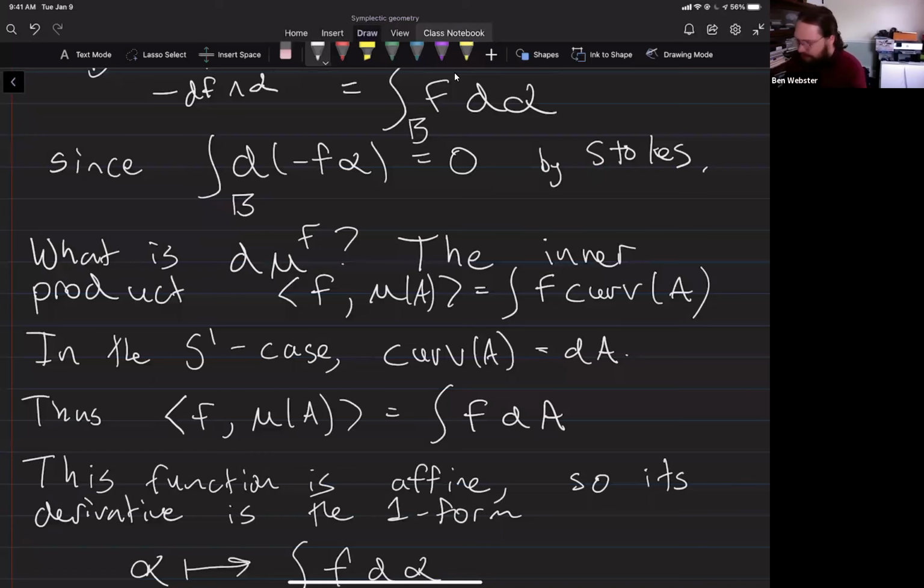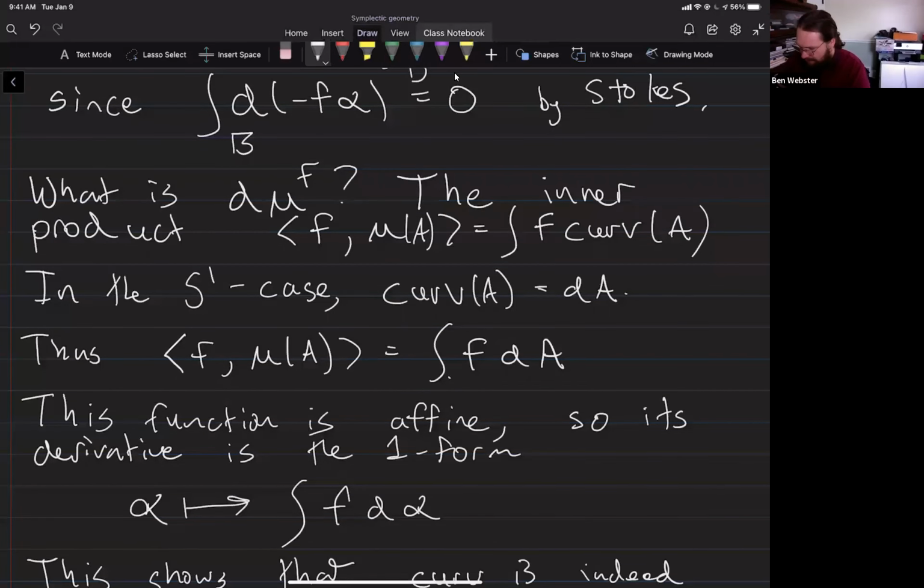When I want to compute the inner product of an element of the Lie algebra with the curvature, that's just the integral over B of F dA. Now you may say, wait a second, you don't get to use Stokes' theorem there because A isn't a form on B, it's a form upstairs on P.